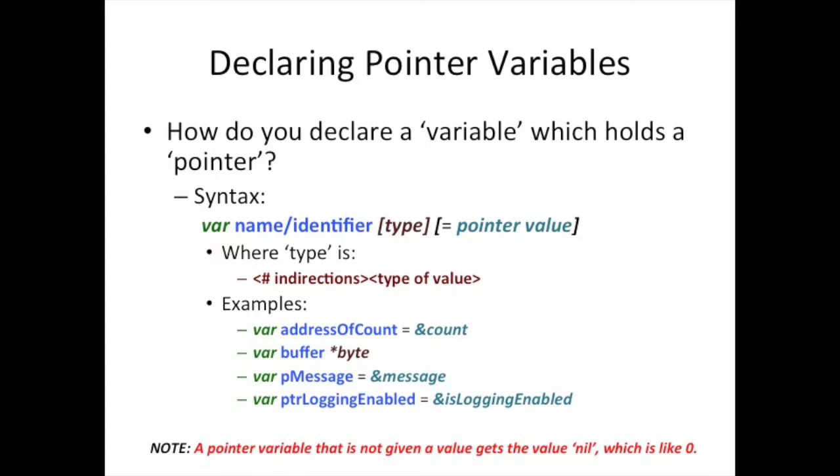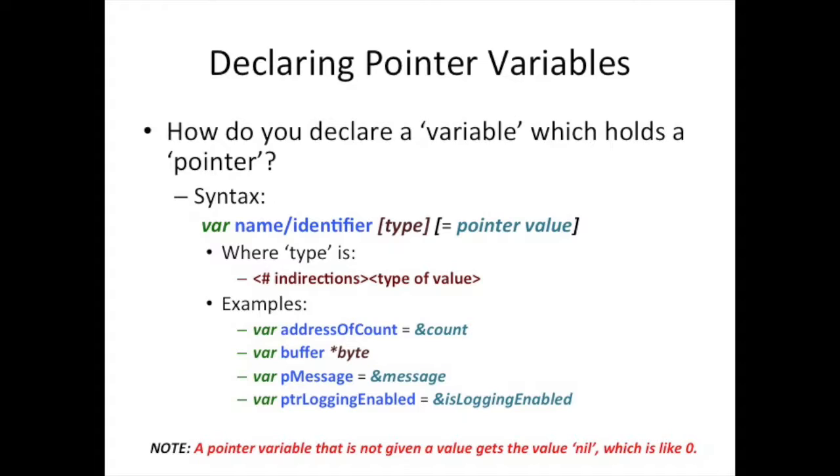So for example, if you skip down to the example, you see address of count is equal to just taking the address of count and storing it there. Because count's type is known, when we take the address of it, it's just going to be a pointer to that type. And so address of count becomes a variable that is a pointer to that type.